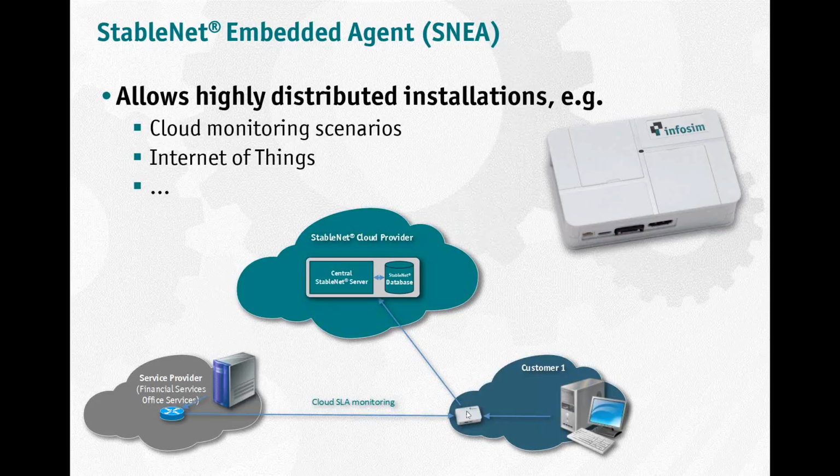And you simply put this embedded agent in your network. It automatically connects to a StableNet cloud provider, and like this you can easily use StableNet as a service or software as a service. And the monitoring aim is, of course, the main monitoring aim is the cloud service level agreement.